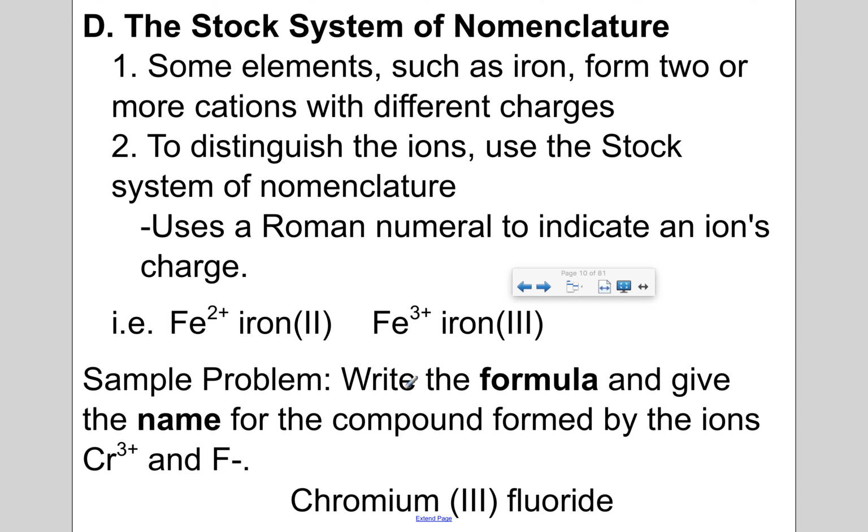Okay, so here I have a sample problem of chromium with a +3 charge and fluorine. And I'm supposed to give the name of the compound formed by the ions. So naming this is actually pretty easy, because they gave me the charges for both. So you just write out the cation, that's chromium, and you look at the charge of the cation, and it's a +3. So it's going to be a Roman numeral 3. And then you look at the anion, and that's fluorine, but we don't say fluorine, we drop the ending and change it to IDE, so it's fluoride. So chromium(III) fluoride. Now how would you write the formula?